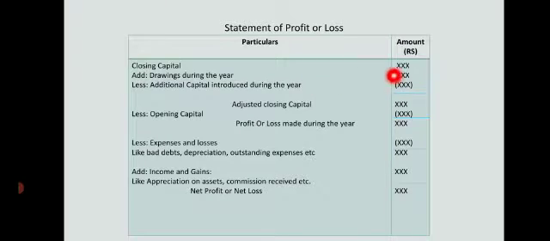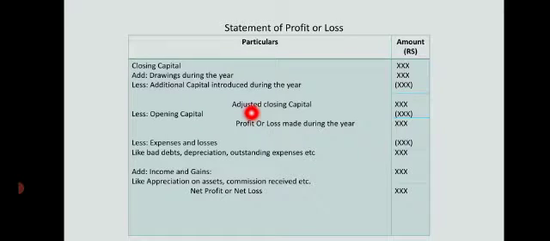We take first the closing capital, then we add drawings during the year, both in cash as well as in kind. If the proprietor withdraws cash or goods for personal use, we call it drawings and we add it here. Then, if the proprietor has introduced any additional capital during the year, that also is to be recorded in this statement. We deduct it. So: closing capital, add drawings during the year, less additional capital introduced during the year. Whatever answer you get, we call it the adjusted closing capital, right?